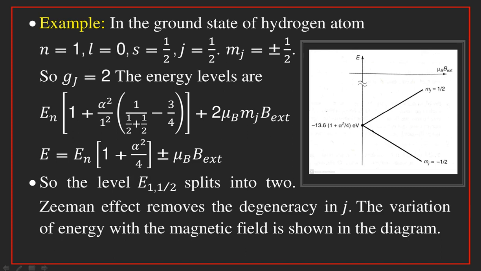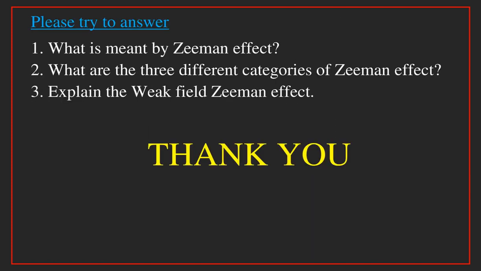So for mj equal to plus half we will get one state, and for mj equal to minus half we will get another state, such that the energy difference between these two states is 2 into mu b into b external, because the first becomes plus mu b into b external and the second becomes minus mu b into b external. So the total difference will be 2 into mu b into b external. So the important point is that the Zeeman effect lifts the remaining degeneracy in the fine structure of the hydrogen atom.